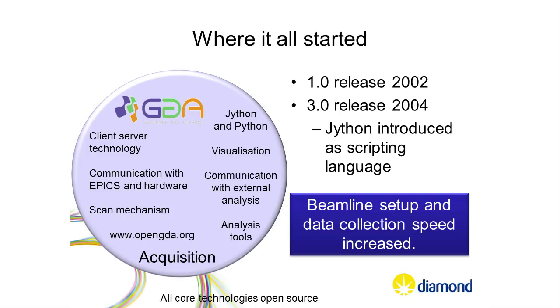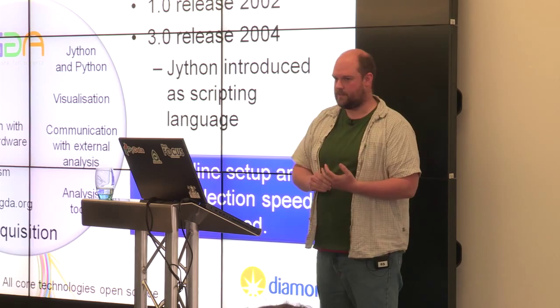The GDA is generic data acquisition, and it's basically there to run all of our beamlines so that we're all using the same piece of software on all of the beamlines for controlling the motors, doing scans, and doing all these kinds of things.